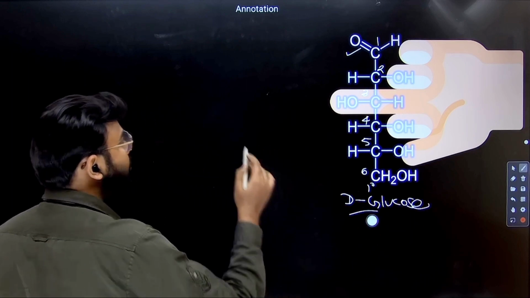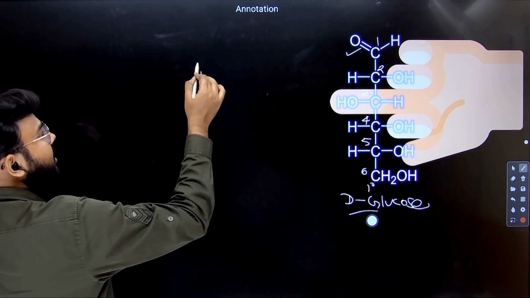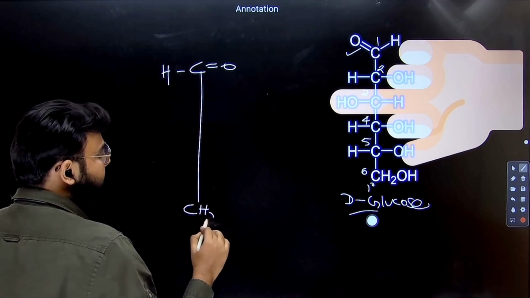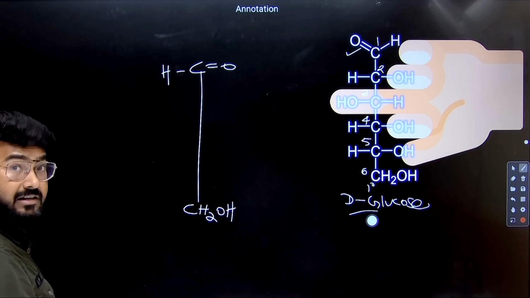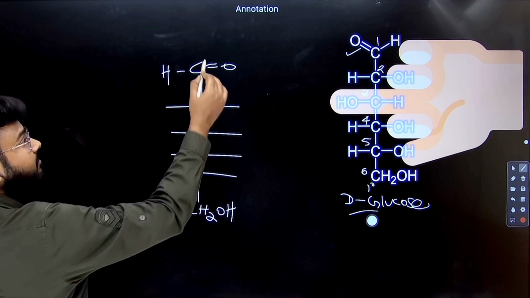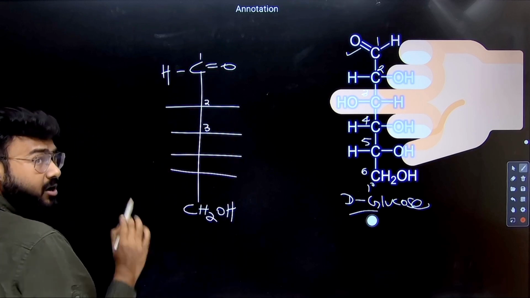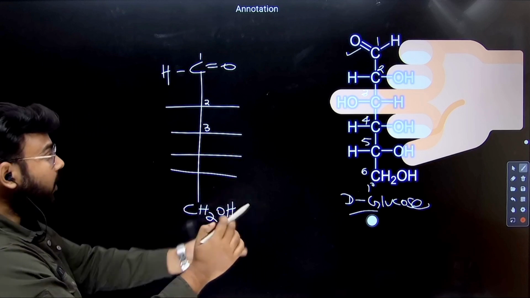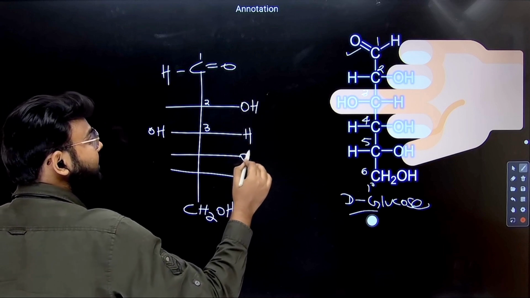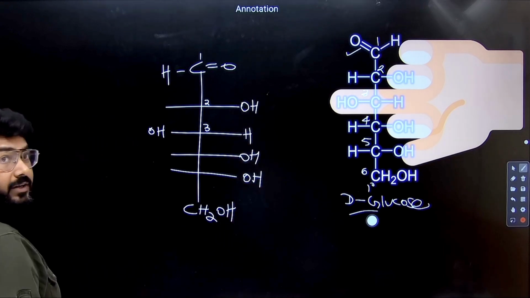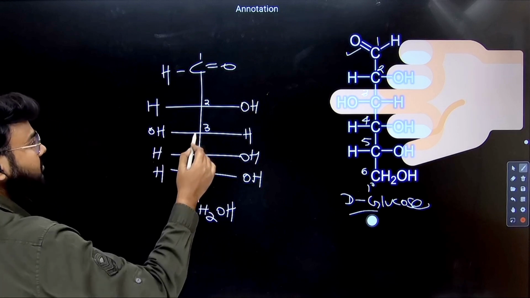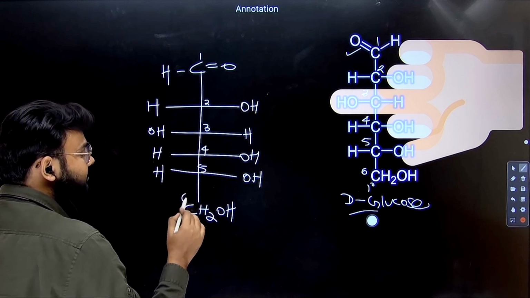So now let's draw it. First of all, the first carbon will be an aldehyde carbon. The last carbon is 1 degree alcohol, that is a CH2OH. In between, there will be 4 chiral centers. The third one will be on the left hand side, and rest all the alcohols are on the right side. Moreover, on the other side, there will be a hydrogen. So this is your third carbon, fourth carbon, fifth carbon, and sixth carbon.